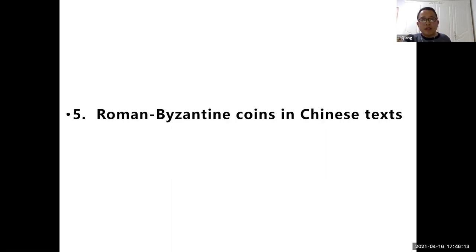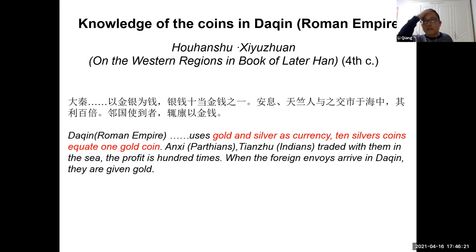So for the next, a very important issue is about the coins. I will try my best to continue fast. This is very important information. In China, sources mentioned the Roman Empire's coin. It is mentioned that Daqin used gold and silver as currency. Ten silver coins equate one gold coin. So this is for Daqin.